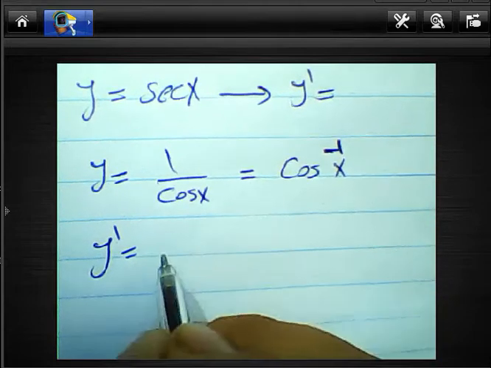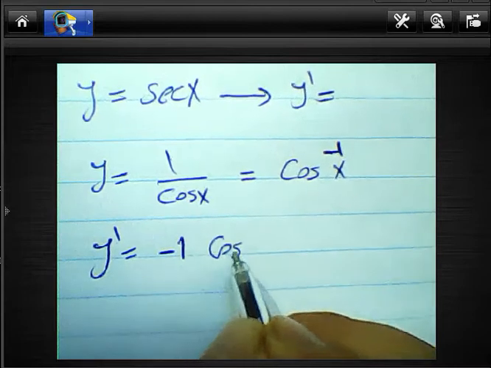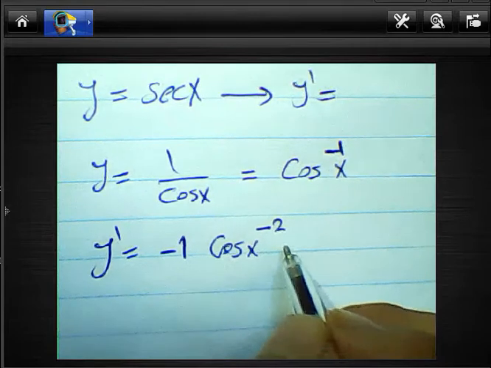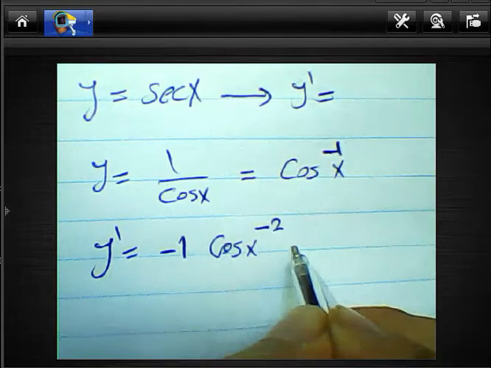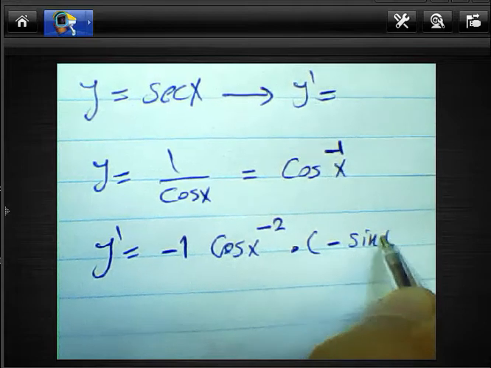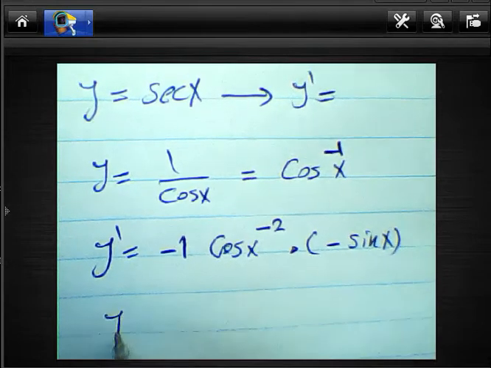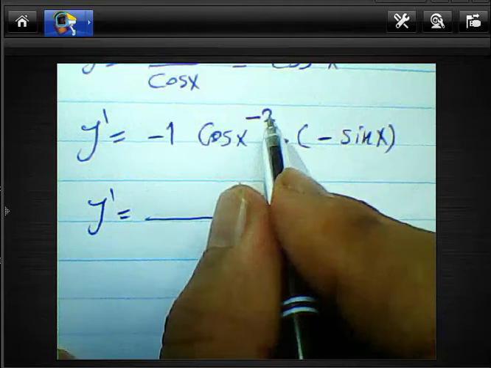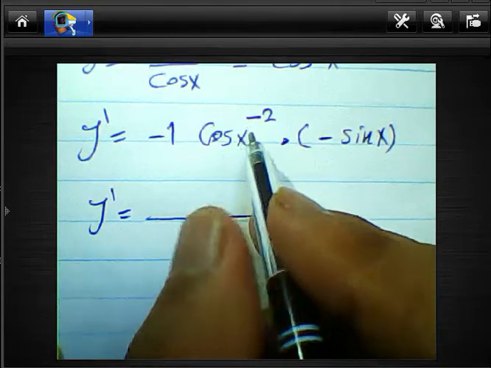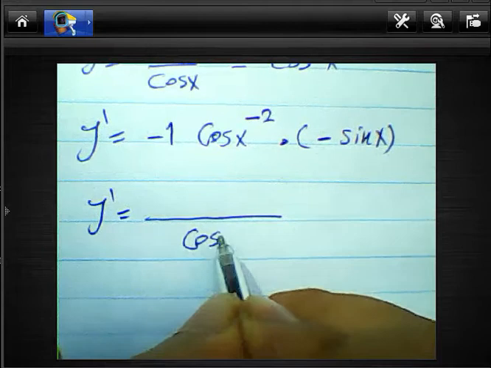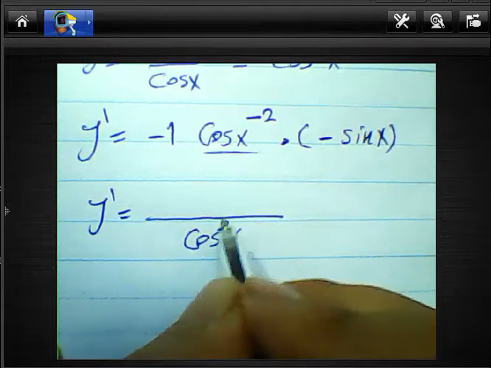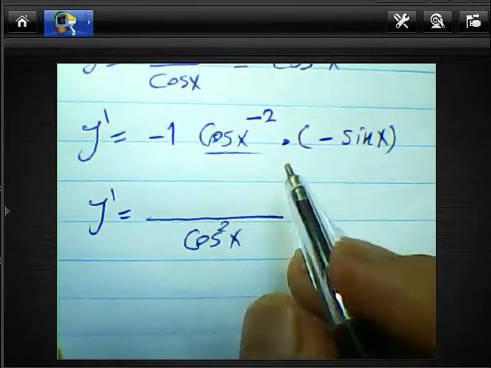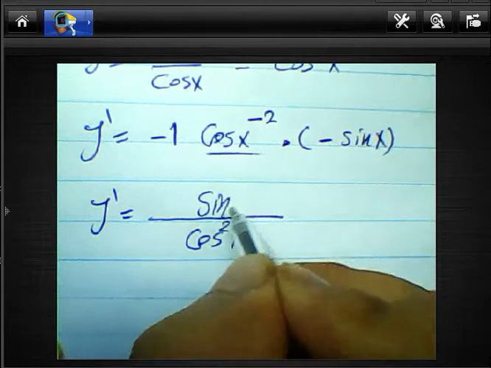First we drop the power, negative 1, multiply cosine x power negative 2. Subtract 1 from this power. Okay, and we can find the derivative of this function. Cosine x will be negative sine x. We know negative multiplied by negative equals positive, and cosine power negative 2 of x equals cosine squared x in the denominator, inverting the sign of the power. The result will be negative multiplied by negative equals positive. We can write here sine x.